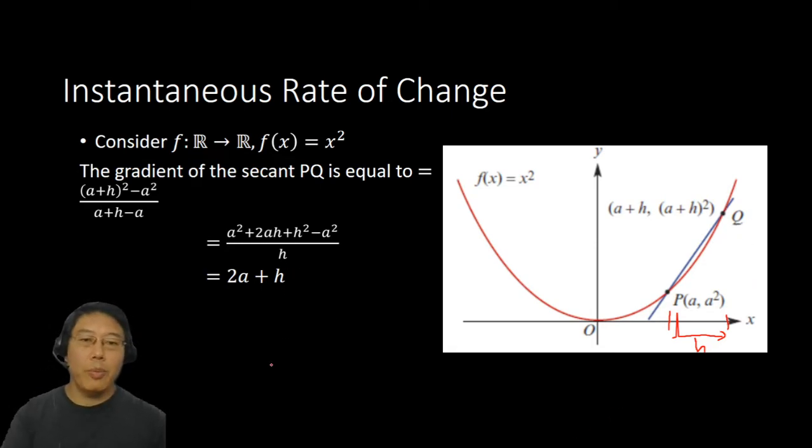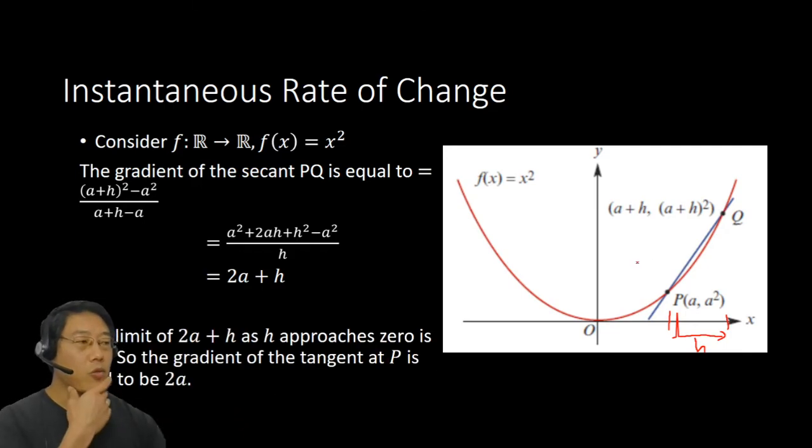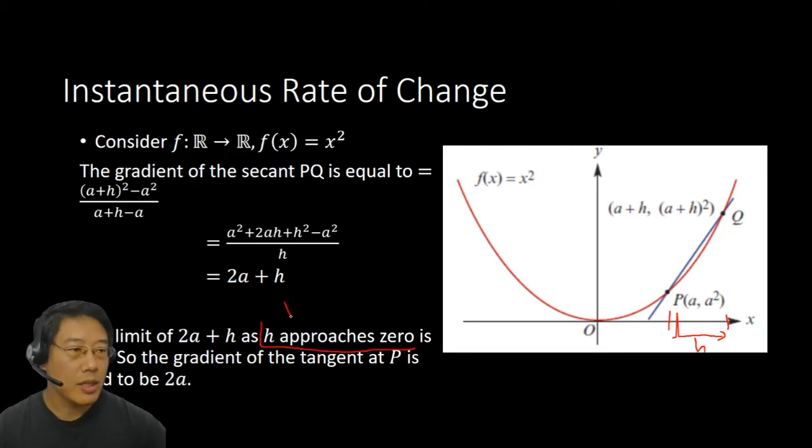Now h is going to be a parameter. What's going to happen here is when we make Q get closer to P, h is going to become 0, and we're going to use the limits. So when h approaches 0, we use the limit notation, like that. 2a is independent of h, but h will become 0. So what we can say now is the gradient of the tangent at P is equal to 2a. So that's what happens when Q becomes very close to P. Okay?